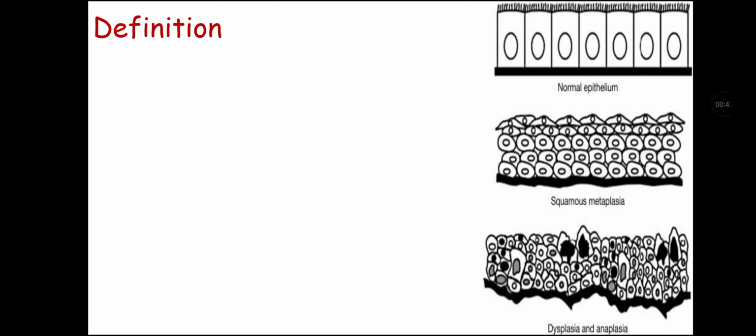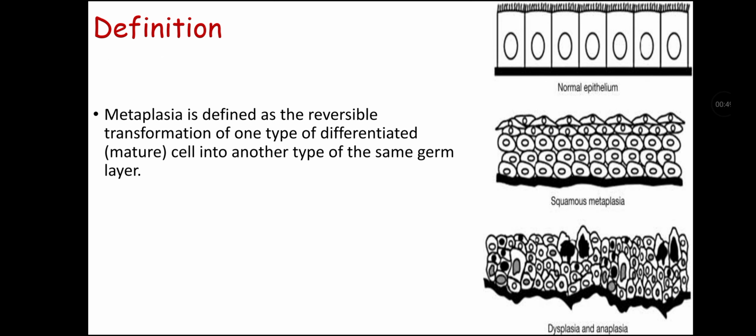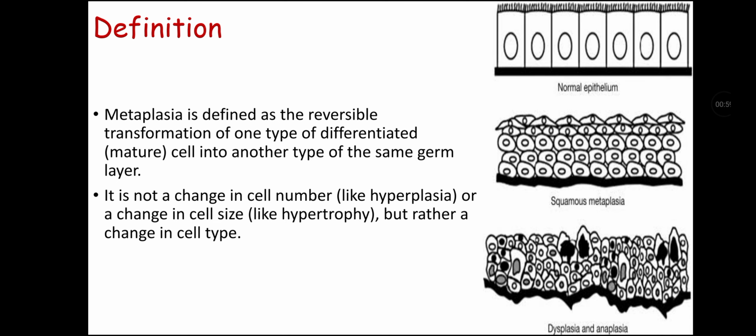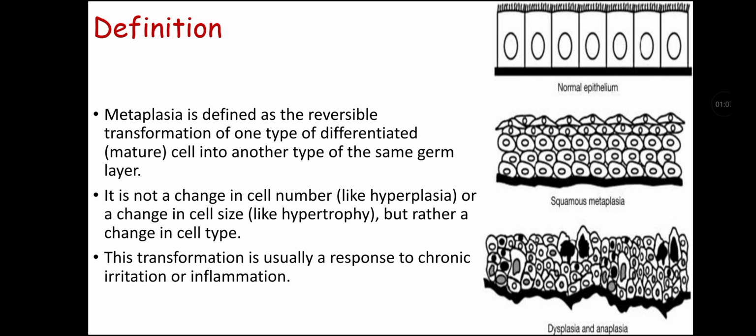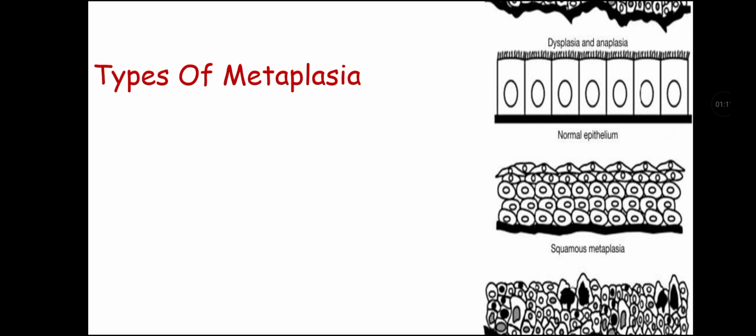Definition of metaplasia. Metaplasia is defined as a reversible transformation of one type of differentiated and mature cell into another type of same germ layer cell. It is not a change in cell number like hyperplasia or change in cell size like hypertrophy, but rather a change in cell type. This transformation is usually a response to chronic irritation or inflammation.